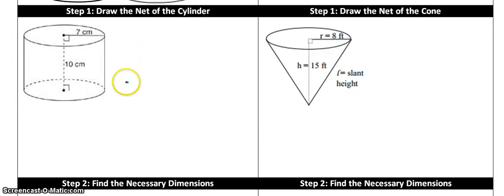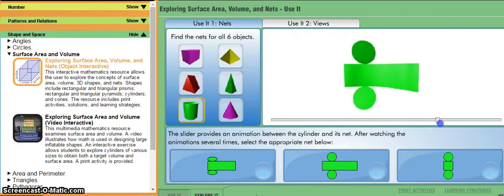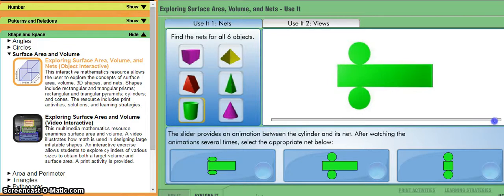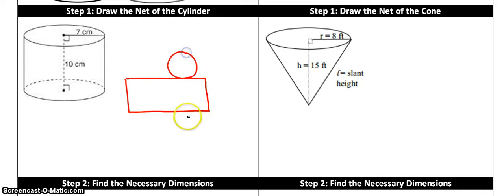Step 1, I want you to always draw the net of the shape that you are trying to find the surface area of. So you can always go to this visual, interactive, or you can just visualize what's going on here, but if you unroll a cylinder, you're going to have two circular bases and then the lateral face is really just a long rectangle. So the net is going to look something like this. Make sure you draw that on your paper.